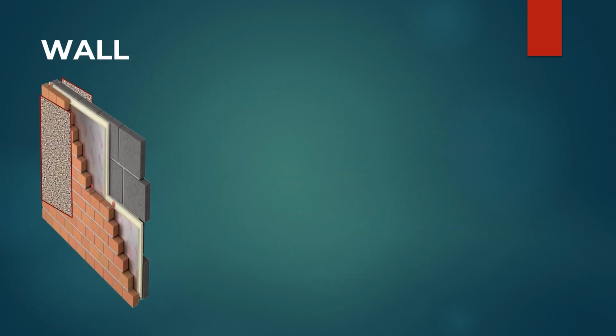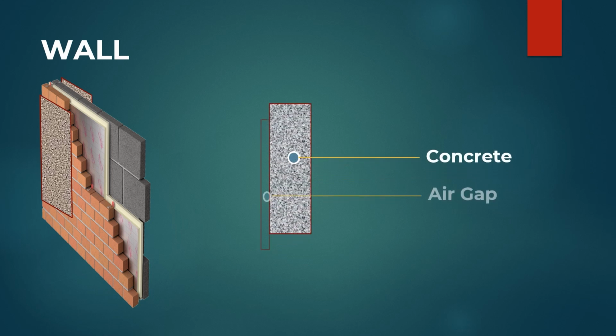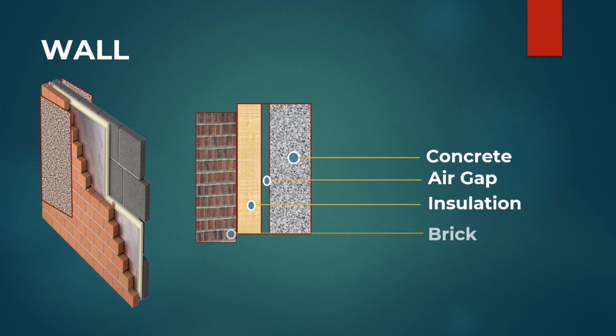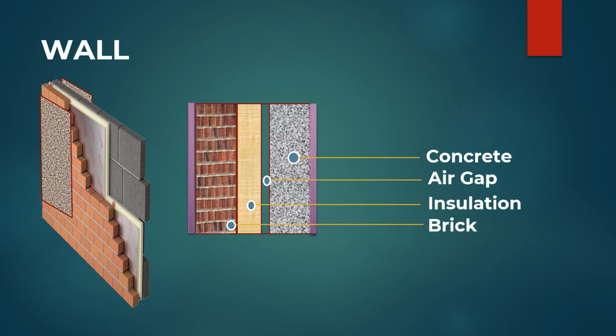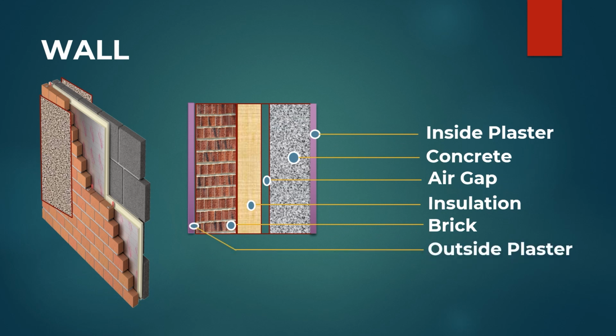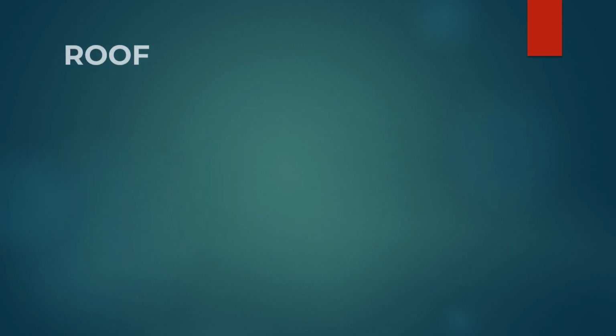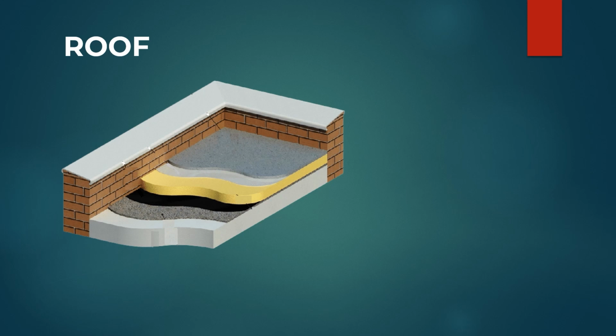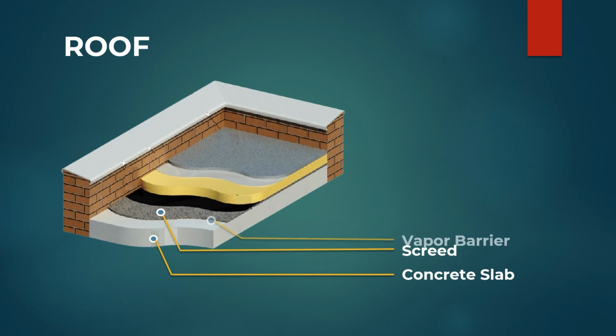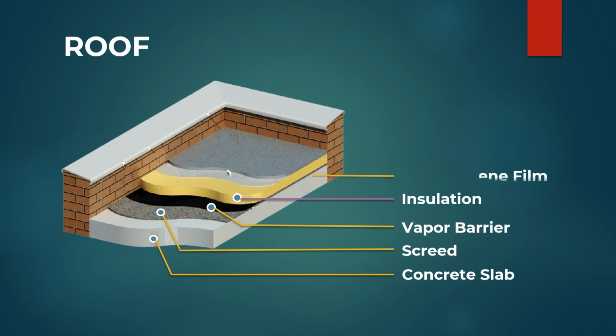Now if we see the simple ray diagram, we can understand the configuration of a wall. So this is the concrete block, this is the air gap, this is insulation, this is brick, and these are the plasters. Here is the inside plaster, and here is the outside plaster, and air will be outside the plaster and inside the plaster as well. Here is the inside air layer, and this is the outside air. For a roof, this is a typical cross section. So this is the concrete slab, this is screed, this one is vapor barrier, here is the insulation, this is polyethylene film, and then it is a concrete layer.